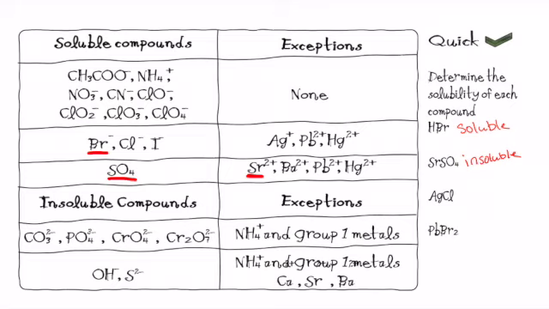The next one is silver chloride. So we find chlorine. Chlorine is normally soluble. So we check the exceptions. And silver is one of the exceptions. So it would be insoluble. And the last one, lead bromide. So bromine is normally soluble, but lead is one of the exceptions. So this one is also insoluble.